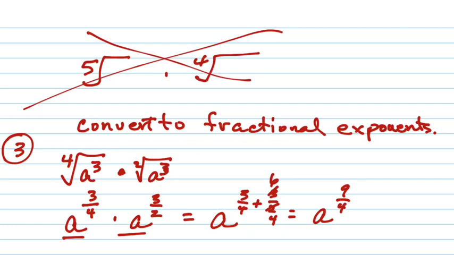To add fractions, you have to have a common denominator. So 3 over 4 plus 3 over 2. What would you multiply 2 by to turn it into a 4? You multiply the numerator and denominator both.